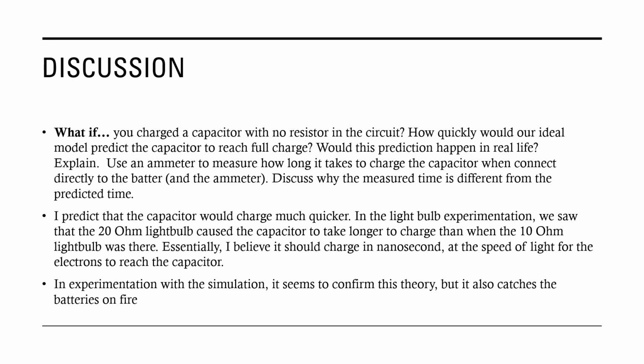I predicted the capacitor would charge much quicker. In the light bulb experimentation, we saw that the 20 ohm light bulb caused the capacitor to take longer to charge than when the 10 ohm light bulb was there. Essentially, I believe it should charge in nanoseconds, at the speed of light for the electrons to reach the capacitor. In experimentation with the simulation, it seems to confirm this theory, but it also catches the batteries on fire. Interesting.